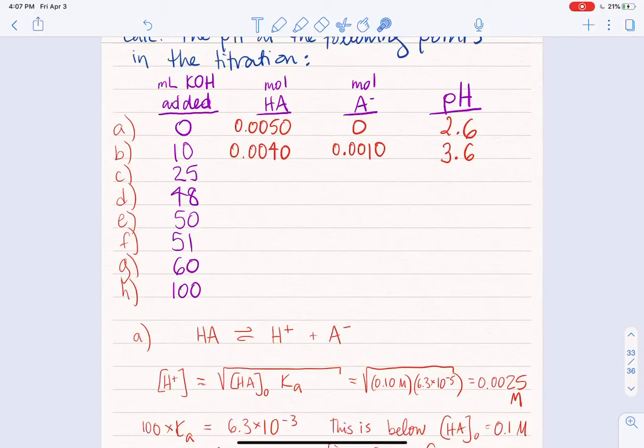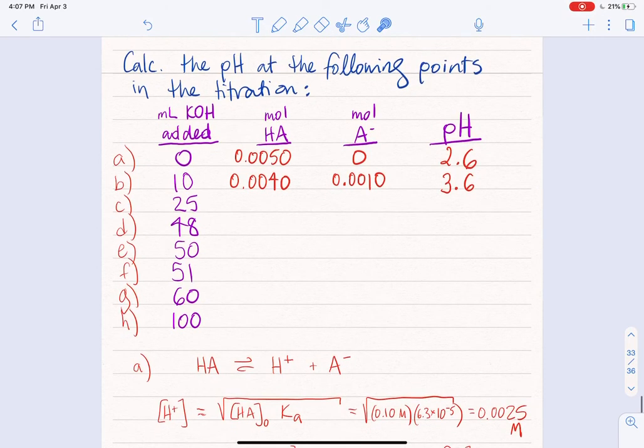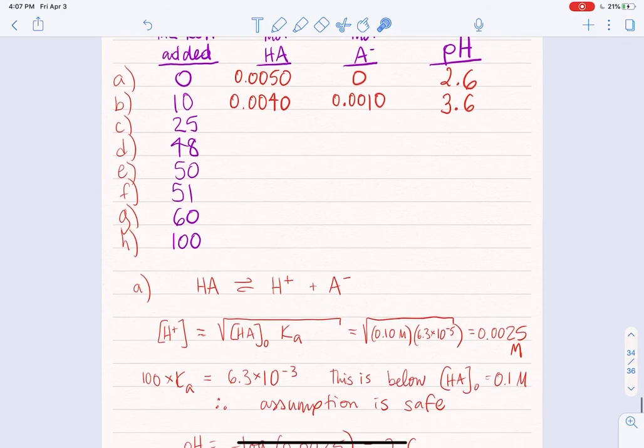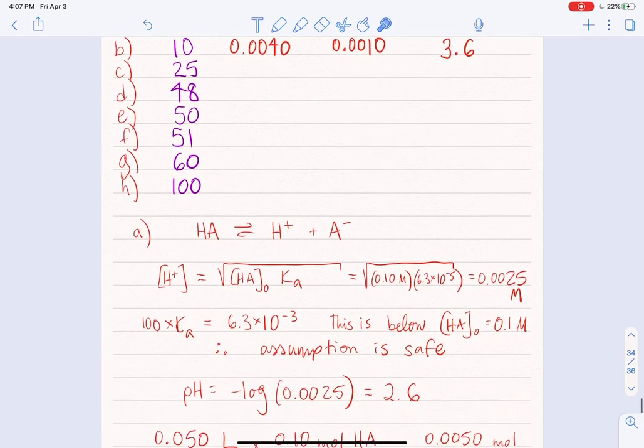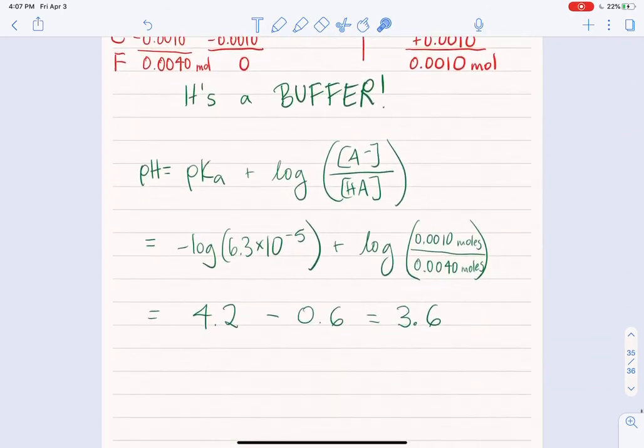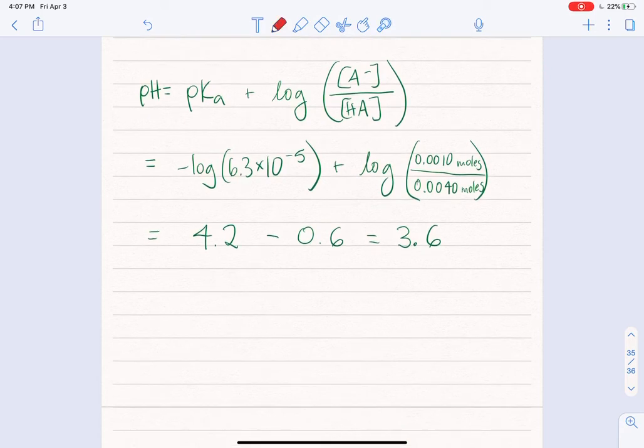So now I want to figure out what the pH is in my titration of benzoic acid with potassium hydroxide after I've added 25 milliliters of 0.1 molar potassium hydroxide. So I'm going to do that calculation down here. And it's going to be awfully similar to that last calculation that I did.